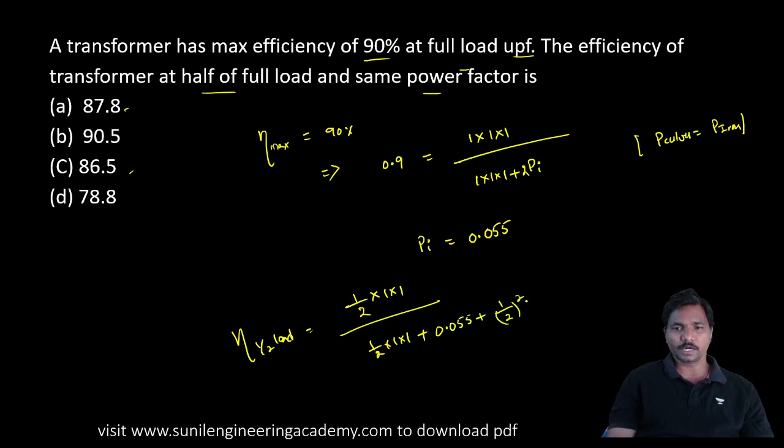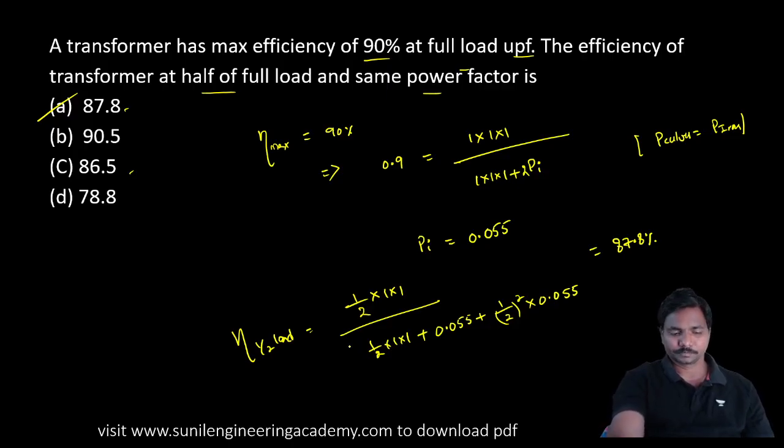Half squared into the full load copper loss, plus iron loss 0.055. If you calculate, you will get approximately 87.8%. So the answer is that option. Later you can calculate this one by using your calculator.